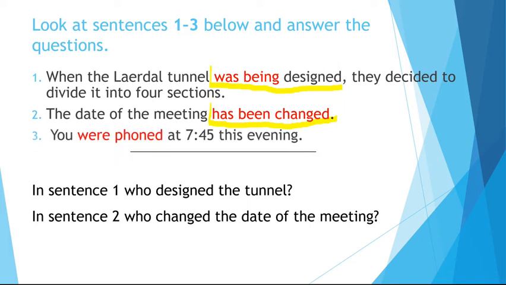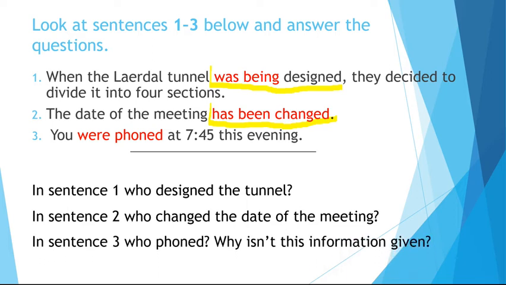Number 3, you were phoned at 7:45 this evening. Now again, who phoned? Why isn't this information given? Because it's not important maybe. I don't care who phoned you. So that's it. We use the passive voice when it is obvious who did the action, when it is unimportant to mention who did the action, or when we don't know who did the action.